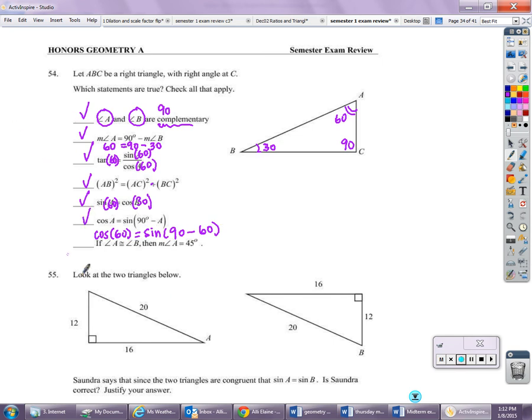Oh my gosh, all of them are true. Alright, on your exam, just don't mark all of them true just because these are all true, okay? Alright, if angle A equals angle B. Uh-oh. So in my case, they don't equal.